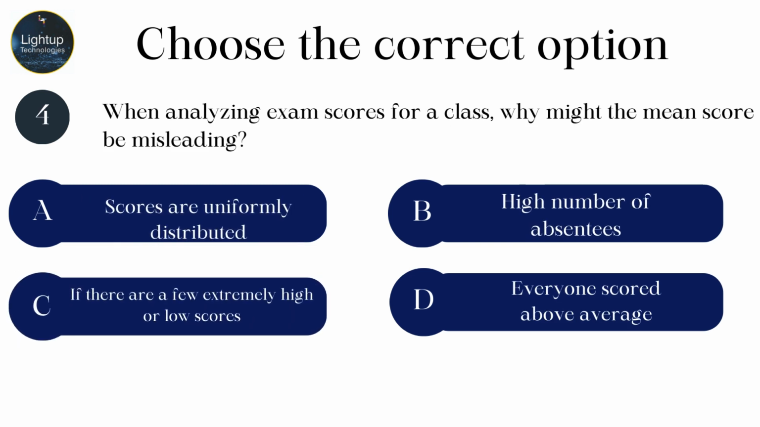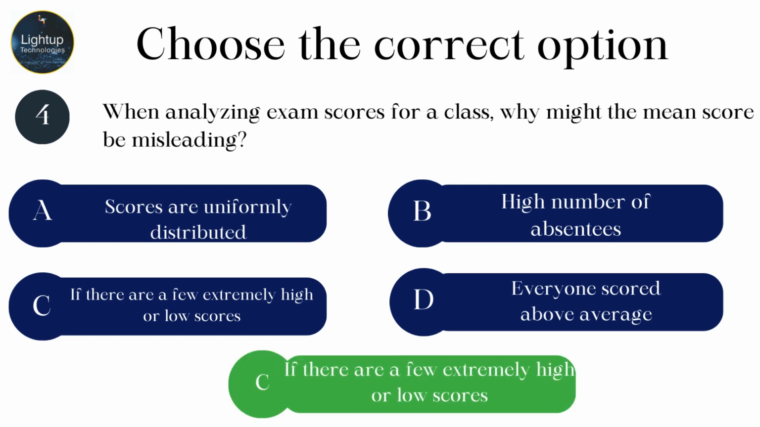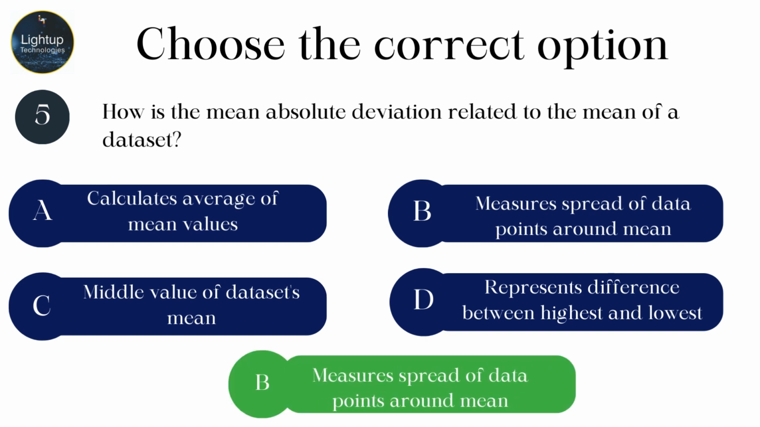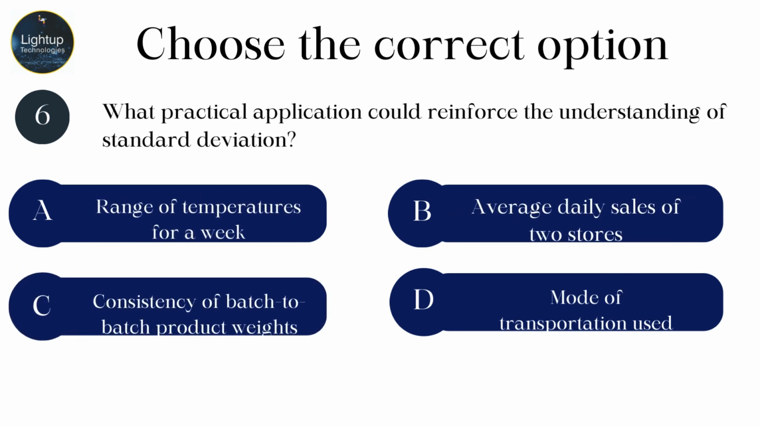When analyzing exam scores for a class, why might the mean score be misleading? How is the mean absolute deviation related to the mean of a dataset? What practical application could reinforce the understanding of standard deviation?